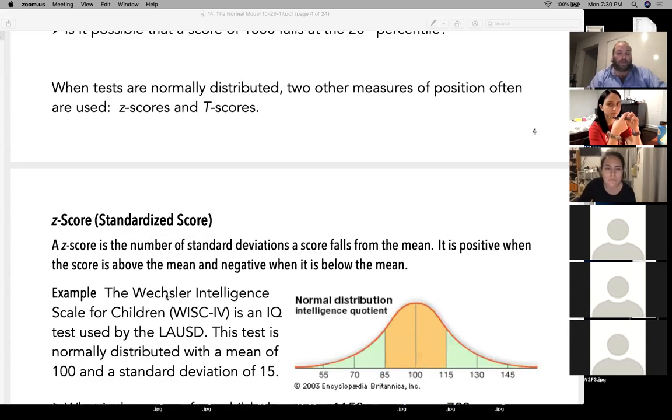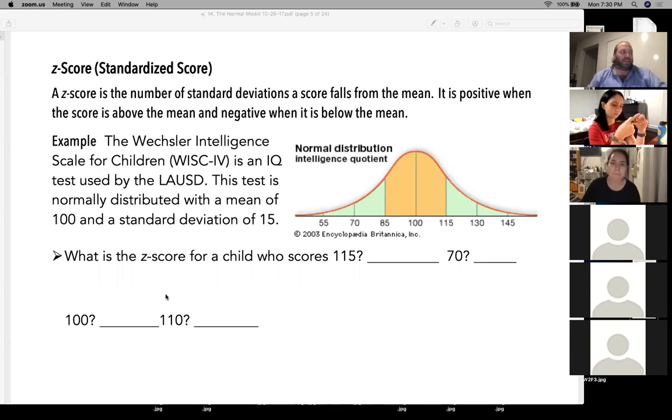Good, okay. So let's go to the next slide, which is a slide on z-scores. A z-score is the number of standard deviations a score falls from the mean. What that means is if your z-score is 1, then you fell precisely 1 standard deviation above the mean. And if your z-score is -1, you scored 1 standard deviation below the mean.